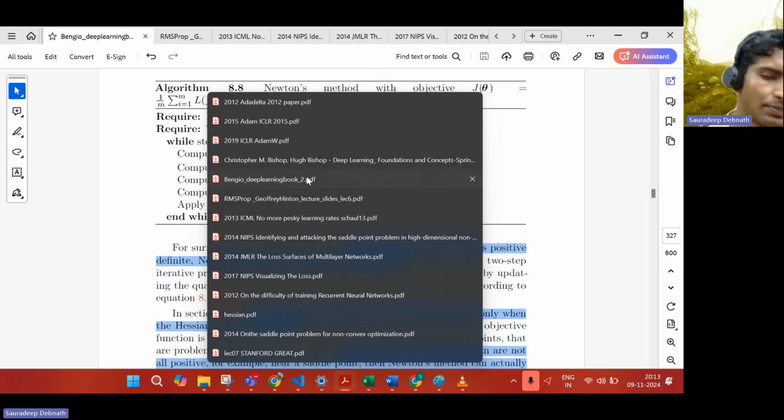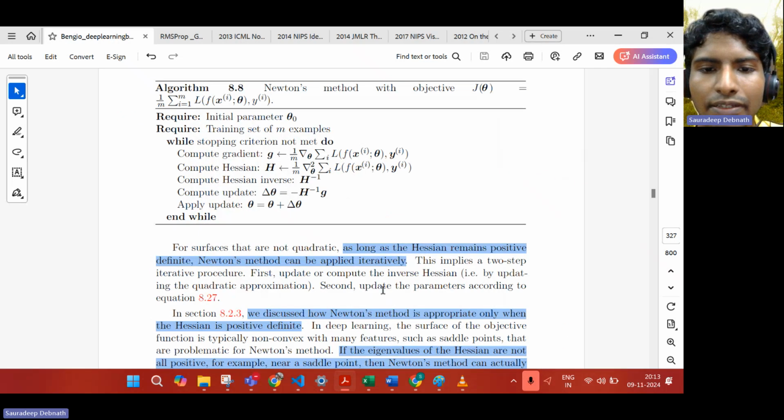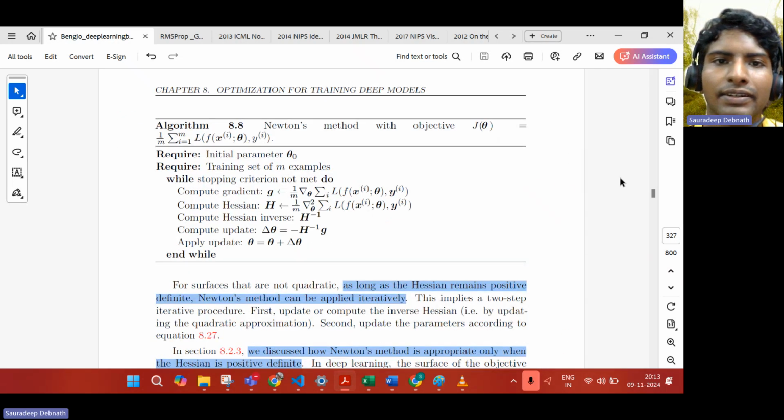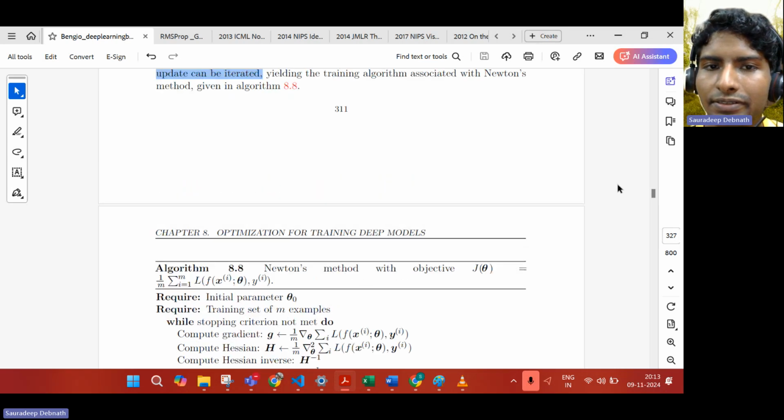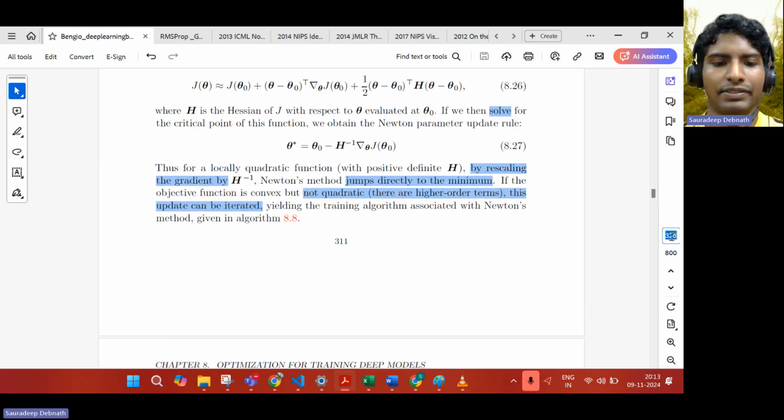So there is Bishop, as well as in this book as well. There is a very good illustration, probably a few pages earlier.